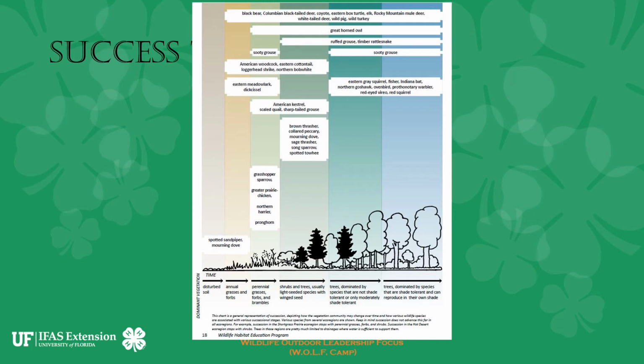What's very important to remember here, as vegetation structure and forage availability change, the species of wildlife that use that area change because different wildlife species have different habitat requirements. And we'll talk a little bit about that. For example, you have some species that can live its entire life in one successional stage. For example, our friend, the eastern gray squirrel.